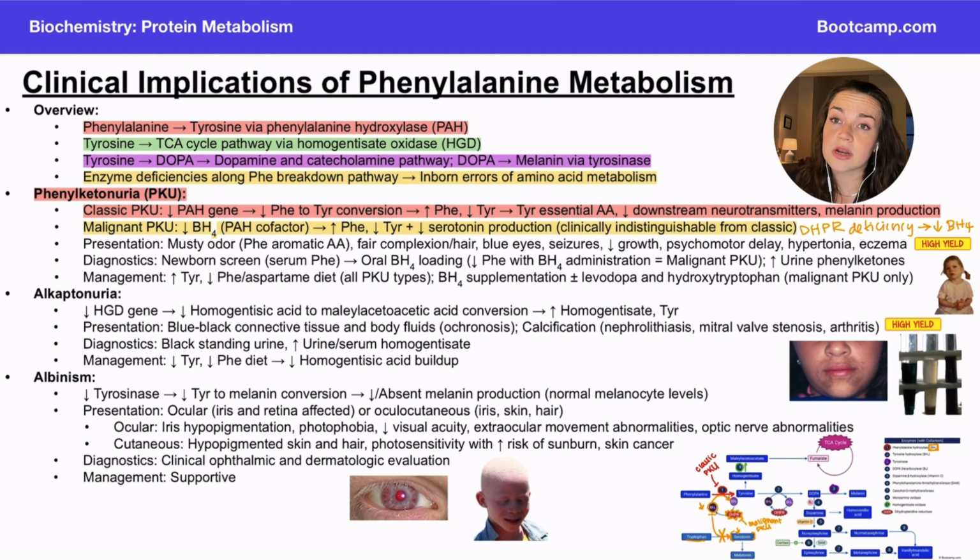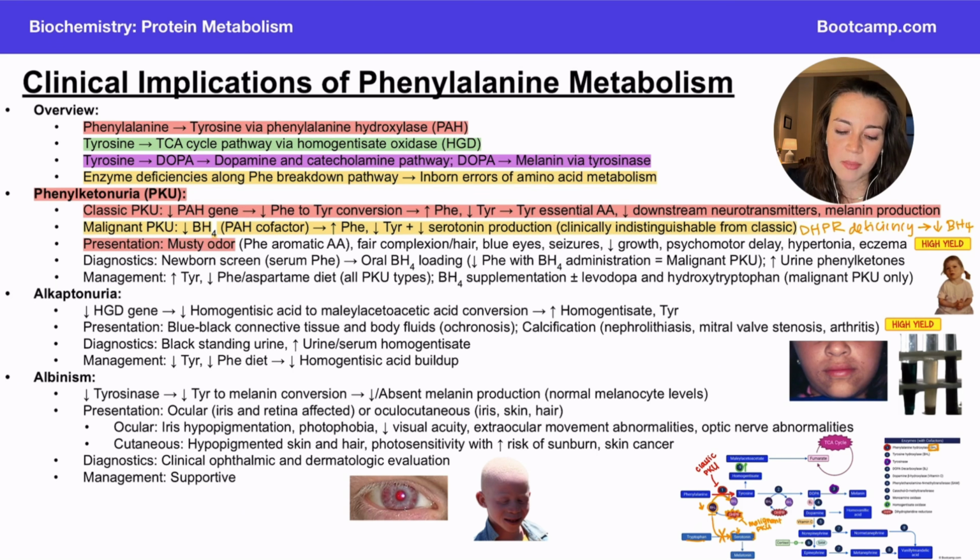So that's what's a little different about malignant PKU, but largely malignant and classic PKU are clinically indistinguishable from one another. So you'll have to rely on labs to differentiate them, and we'll talk about that in a minute. Let's talk first about the clinical presentation, which is going to be the same between malignant and classic PKU. This is a high-yield clinical presentation to know.